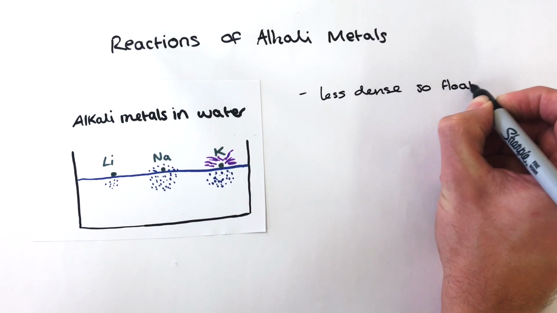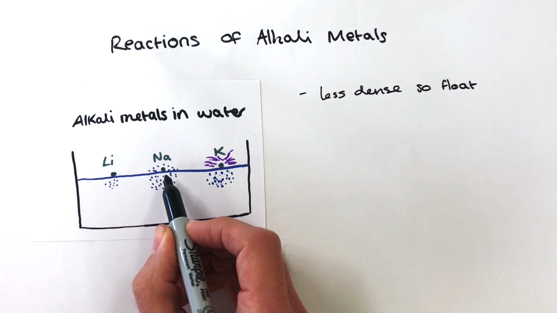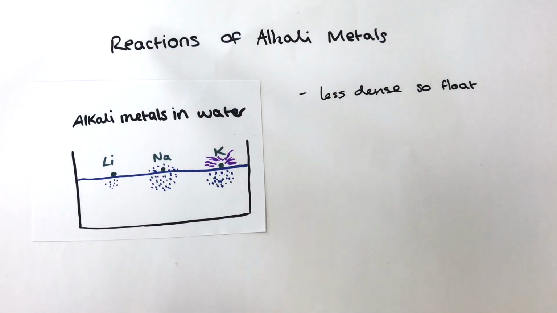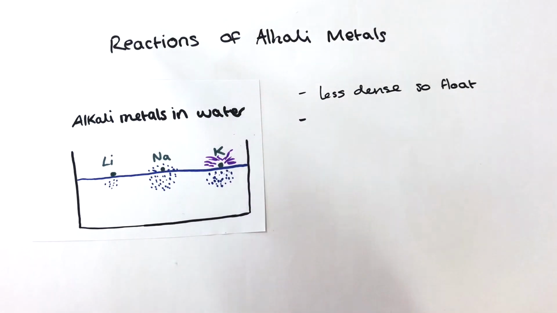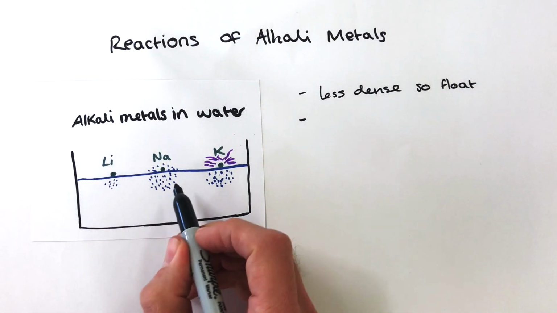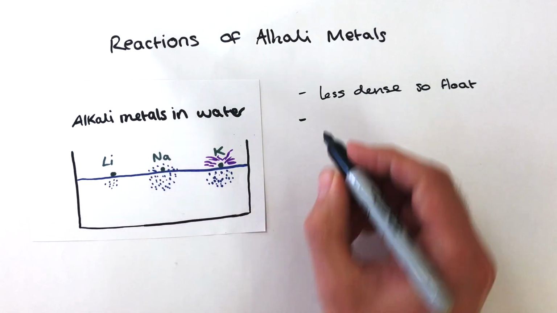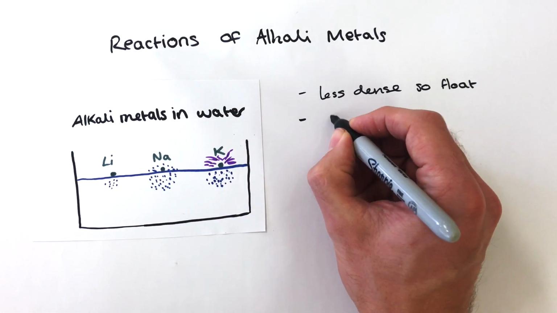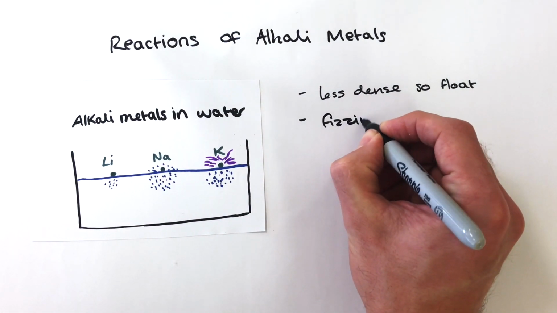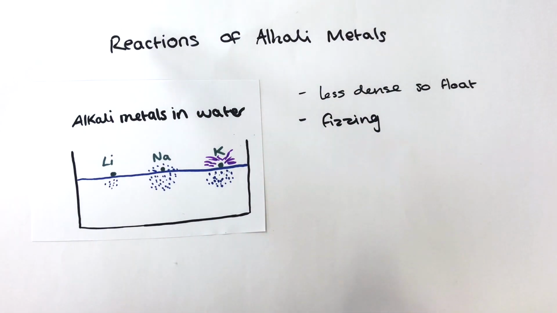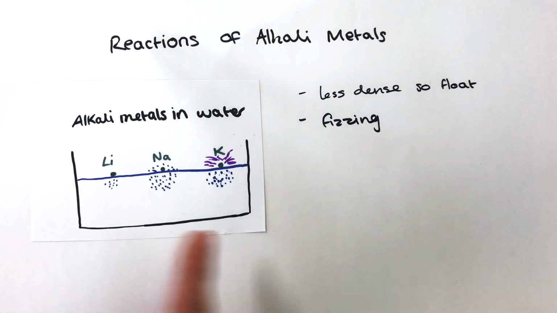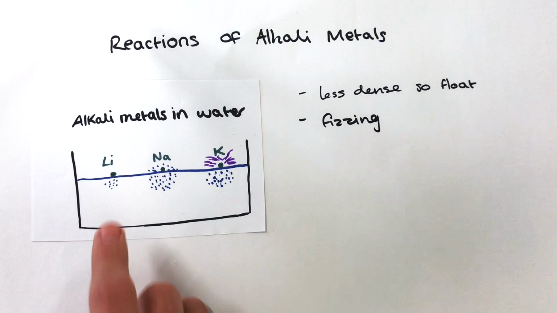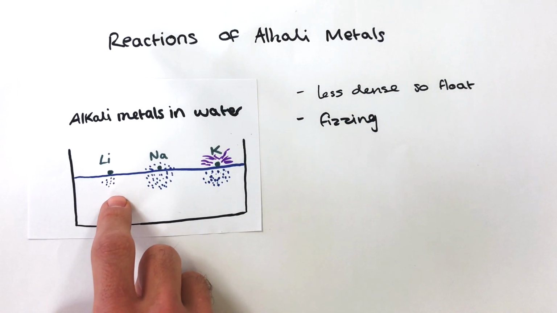So you'll actually see a piece of the metal just floating, bobbing around on the top of the surface. The next thing that we're going to see is a bit of fizzing around the metal when it's placed in water. So we're going to see some fizzing of the water as we produce a gas from the reaction. So we're going to produce some hydrogen gas from all these reactions, which we'll look at in the equations in a moment. But we've got some bubbling here.